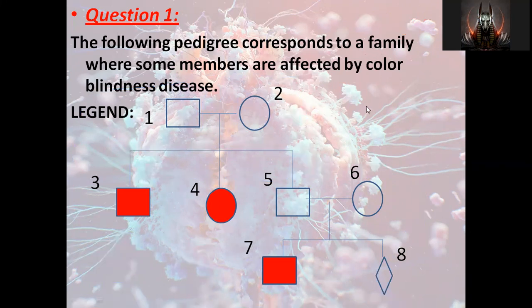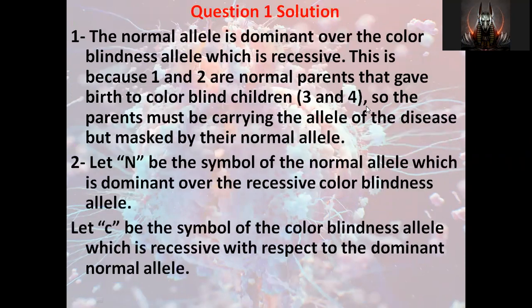Let's move now to part 4. Carry out the essential factorial analysis. So the normal allele, we said, is dominant over the color blindness allele, which is recessive. This is because individuals 1 and 2 are normal, and they gave birth to individuals 3 and 4, who have the color blindness disease. So the parents must be carrying the allele of the disease, but it was masked by the normal allele.